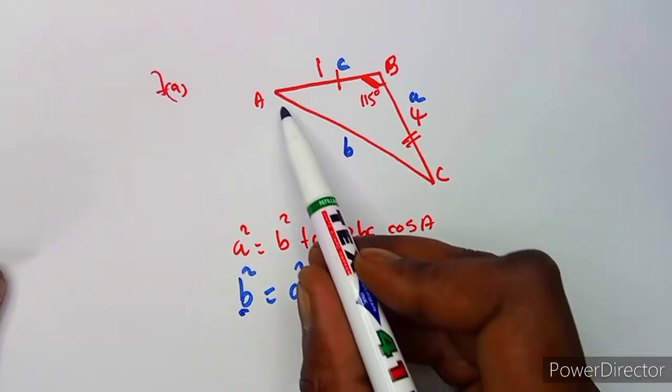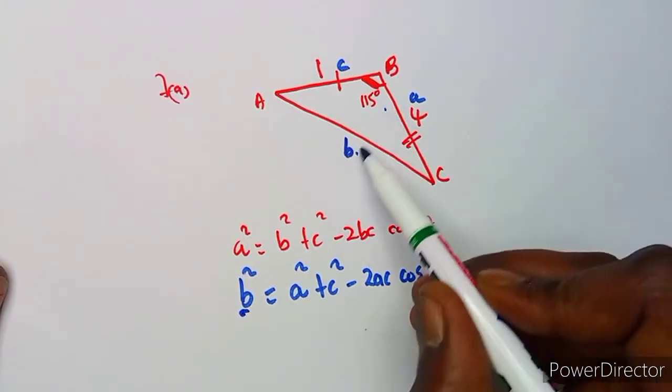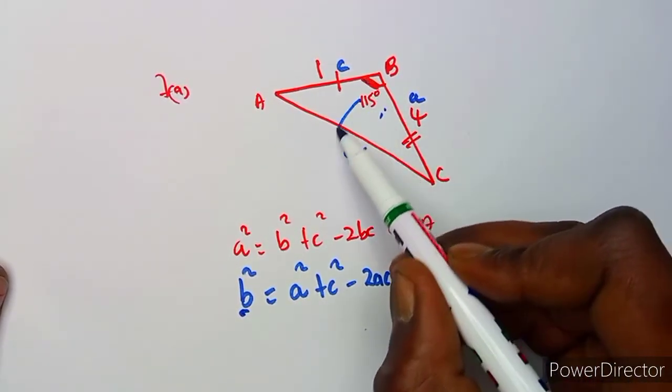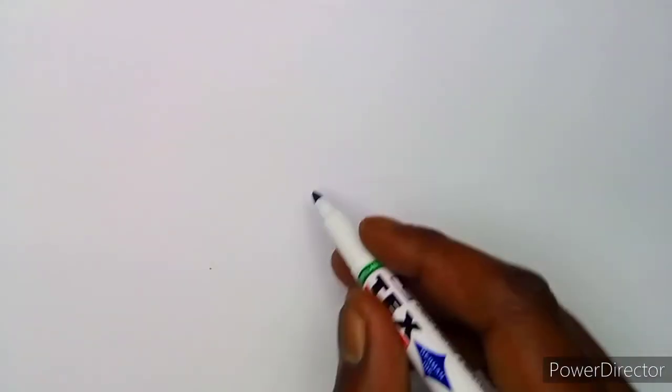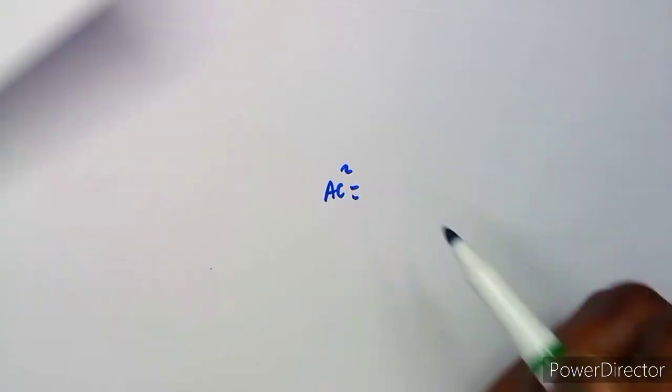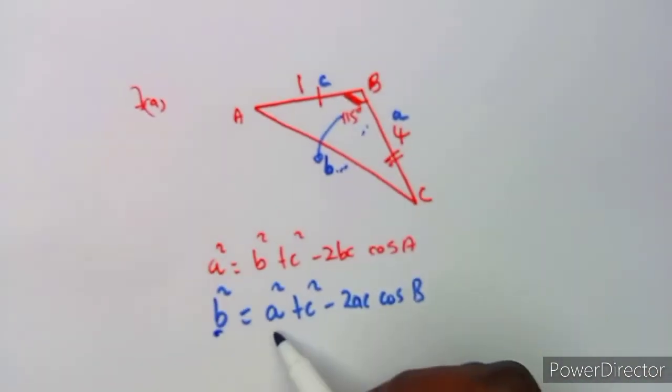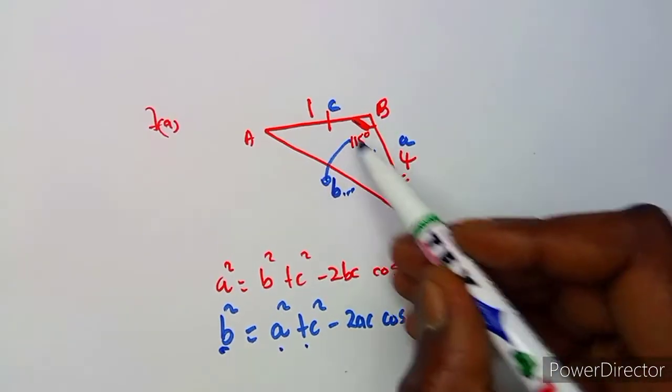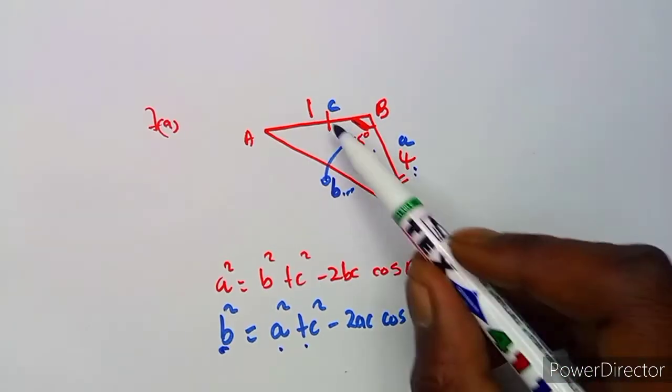This is our B squared, which is AC squared, the side that is opposite to the given angle that we have got here. So that means that our AC squared is going to be equal to the A and the C. These are the sides here, A and C, that's 4 and 1.